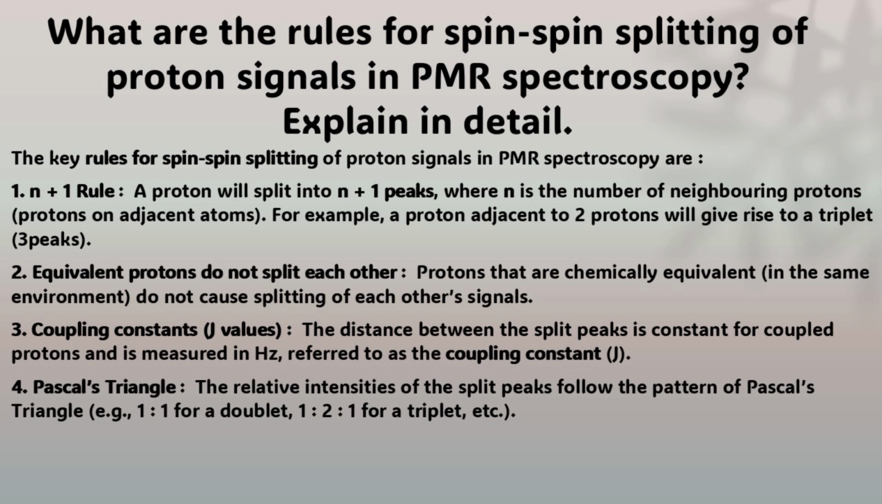2. Equivalent protons do not split each other. Protons that are chemically equivalent in the same environment do not cause splitting of each other's signals. 3. Coupling constants, J values. The distance between the split peaks is constant for coupled protons and is measured in Hertz, referred to as the coupling constant, J. 4. Pascal's triangle. The relative intensities of the split peaks follow the pattern of Pascal's triangle. Example, 1:1 for a doublet, 1:2:1 for a triplet, etc.